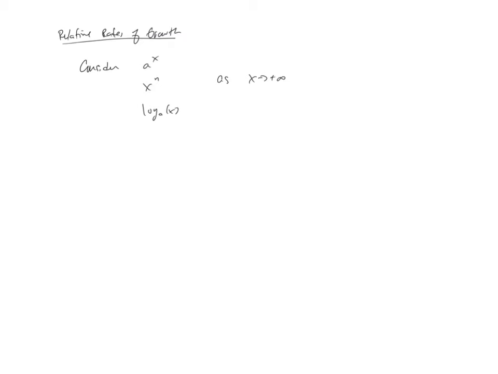So to get things started, I want to just take a look at some very, very basic general functions. We've got a to the x, which is acting like an exponential. We've got x to the n, which is acting more or less like a polynomial. And then we've got log base a of x, which is acting like a logarithm. And so when it comes to rates of growth, we're talking about which one grows faster. And so we're going to want to investigate these three types of functions as x goes to positive infinity.